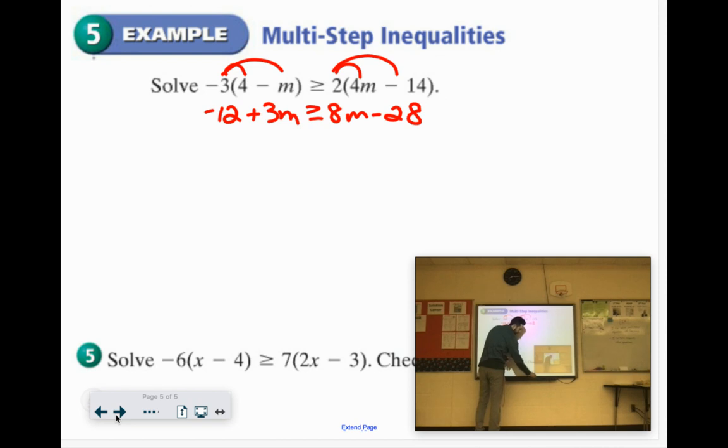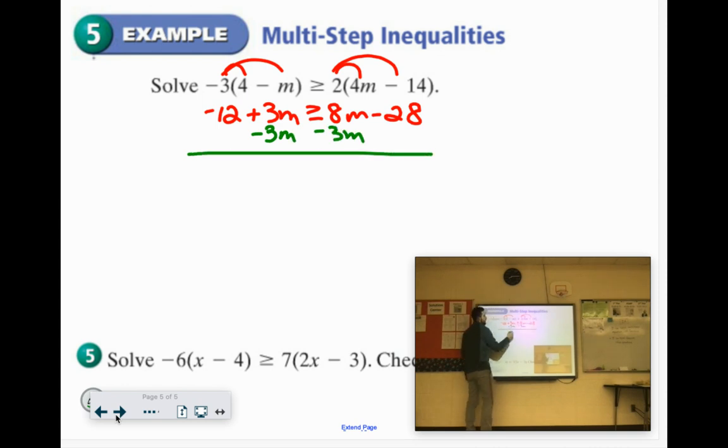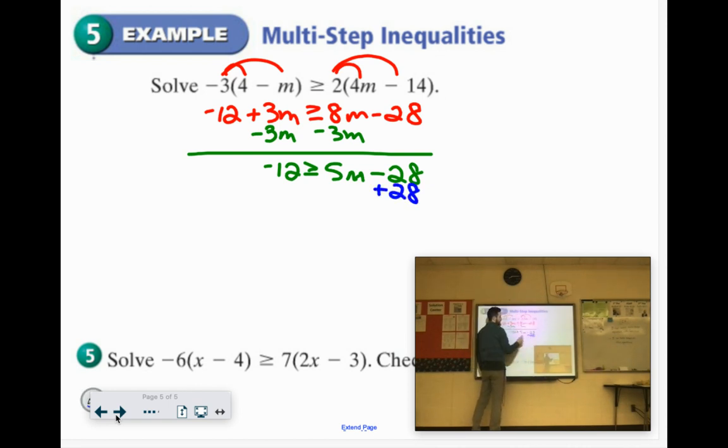Now let's get the variables on the same side. It doesn't matter which side. I'm going to subtract the 3m from both sides, which will give us negative 12 is less than or equal to 5m minus 28. Let's add that 28. What do you say? Negative 12 plus 28 is 16. Less than or equal to 5m.